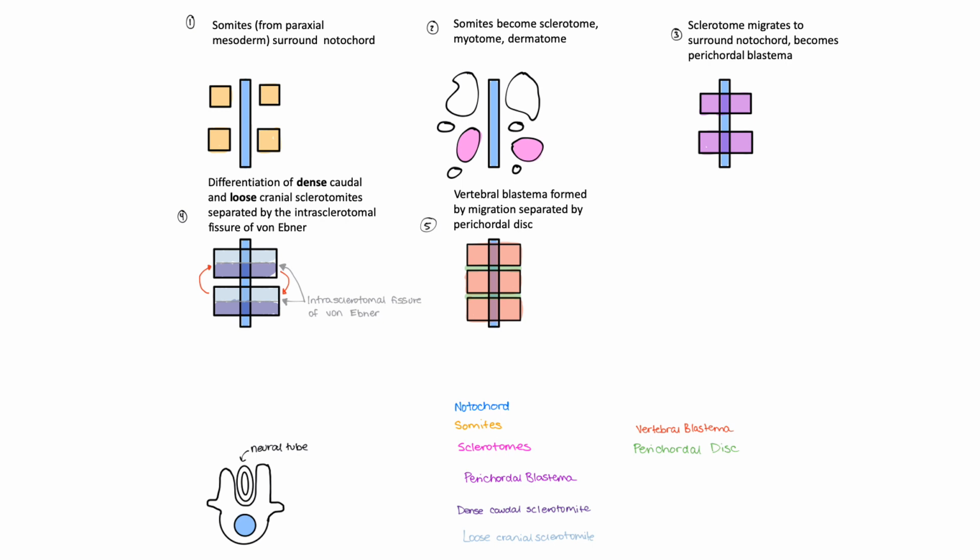That vertebral blastema is going to be separated by the perichordal disc. The perichordal disc is going to become the future annulus fibrosus. So that's another typical fill-in-the-blank question. What becomes the future annulus fibrosus? That's going to be your perichordal disc. If they're asking what is the future site of the first indication of the intervertebral disc, that's going to be your intrasclerotomal fissure of von Ebner.